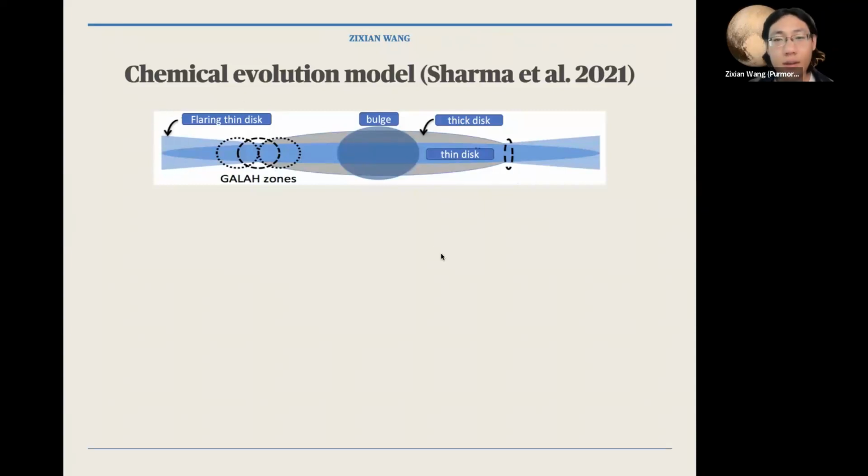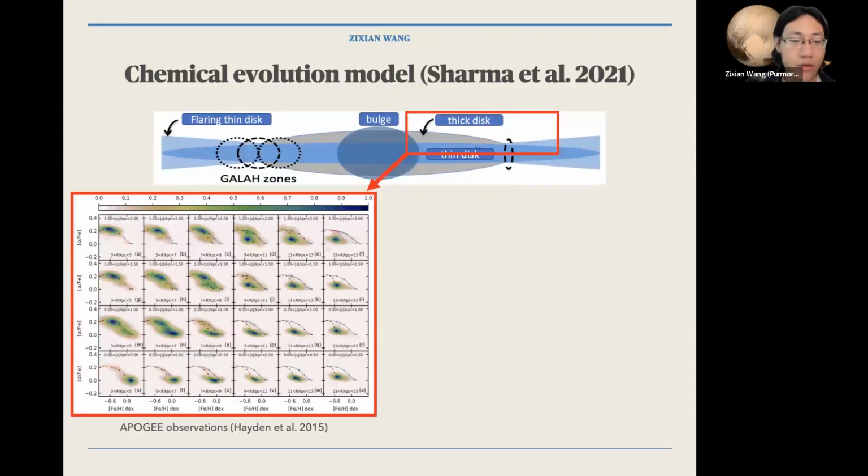And Michael Hayden used APOGEE observations in 2015 to show the alpha versus metallicity distribution at different radii and heights. This work is very important because it shows two sequences. One is alpha-poor, metal-rich, the other is alpha-rich, metal-poor. And the fraction of these two sequences changes at different radii and heights.